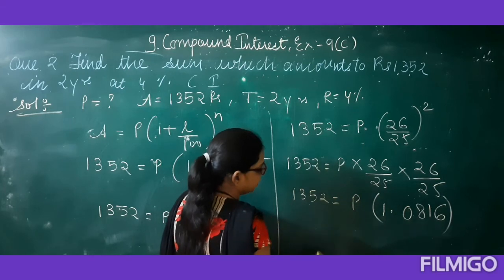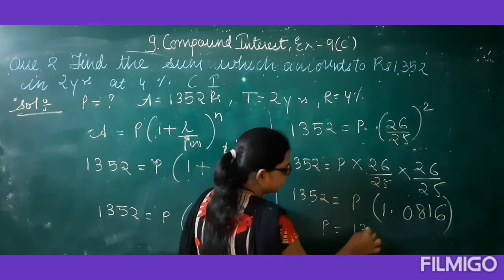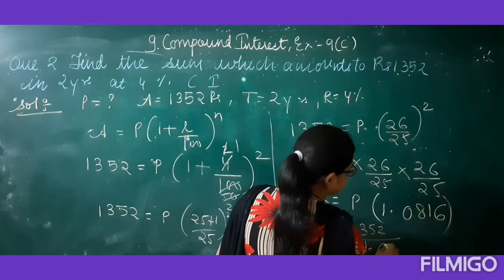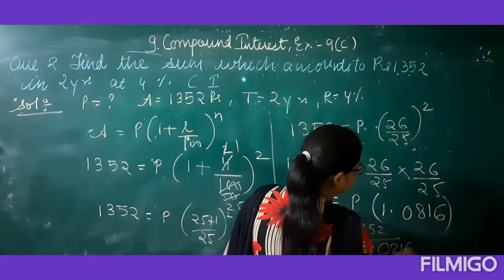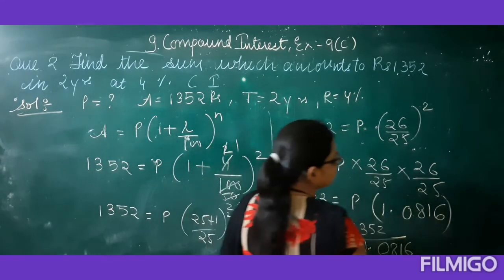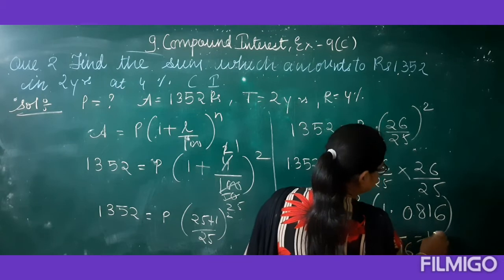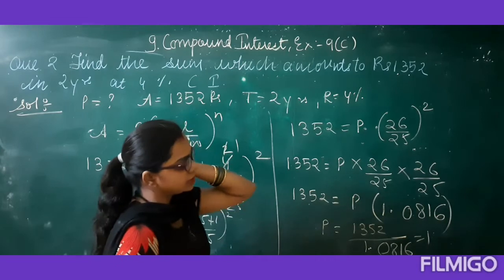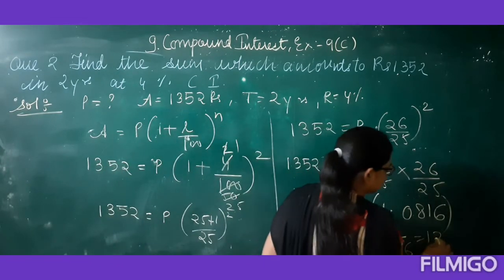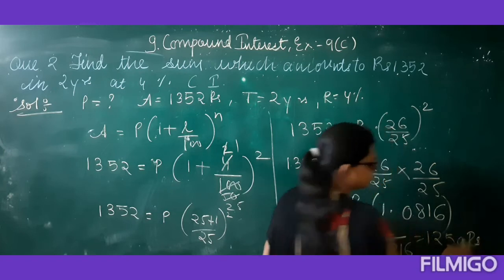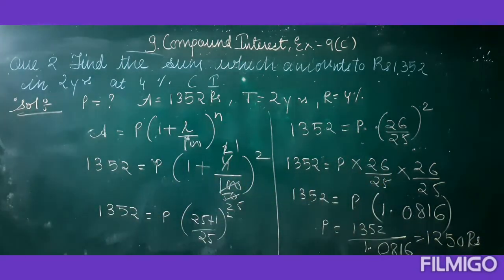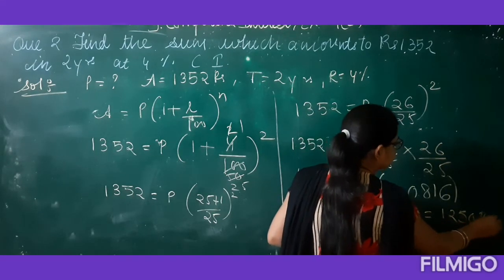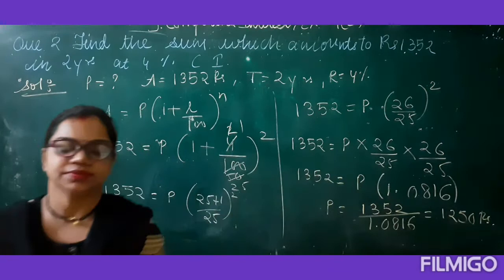1352 equal to 1.0816 into p. From here p you will get 1352 upon 1.0816. On solving this you will get 1250 rupees as the principal here.